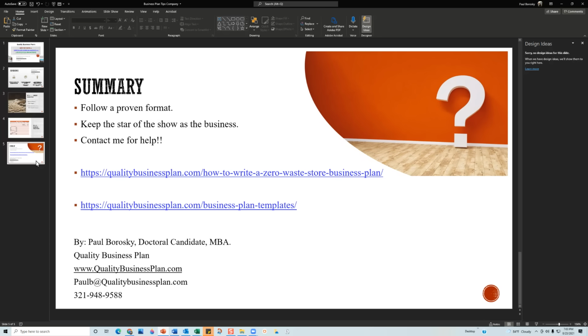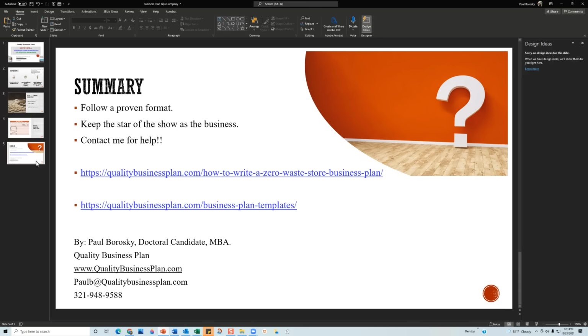A better strategy is almost to just not even use the template and just start from scratch. At least you're going to be able to start writing immediately. So just keep that in mind. Make sure you use a proven format. Stay away from the templates because they're almost more harm than good, unless you've got one customized for a zero waste store. And then you're going to be able to use that as a foundation, and you're going to be off and running pretty quick.